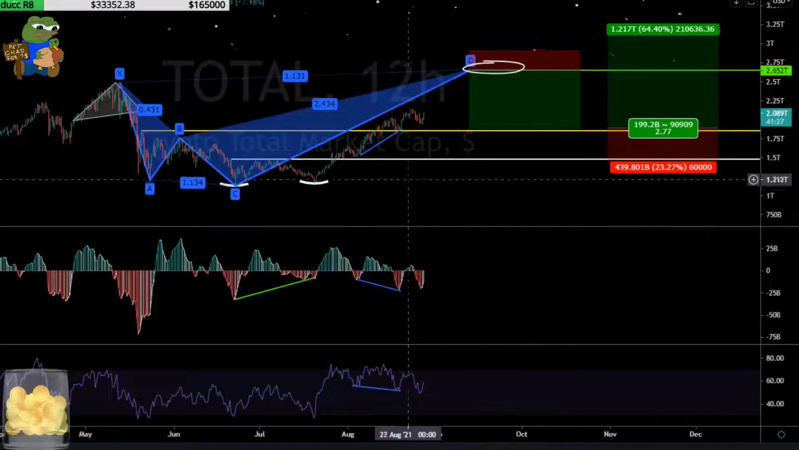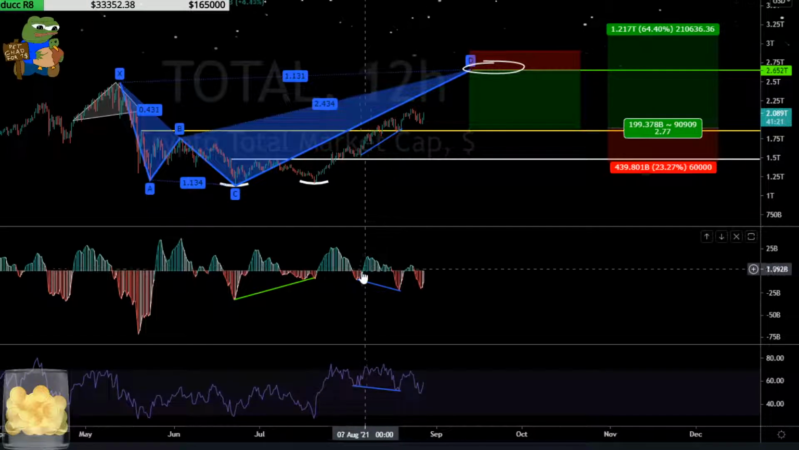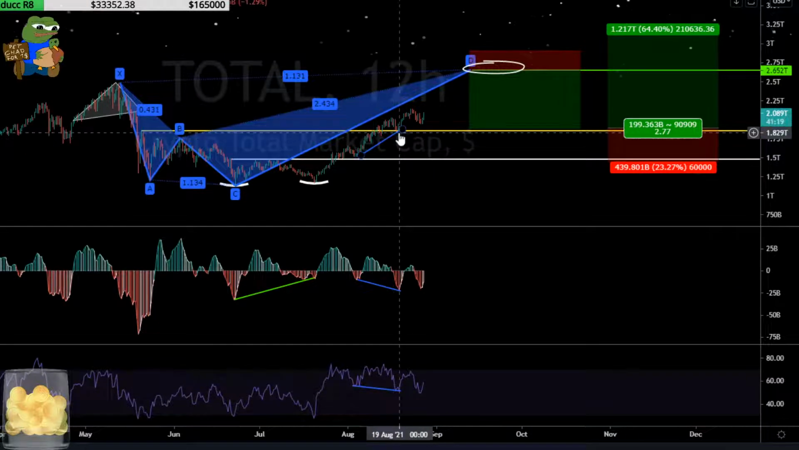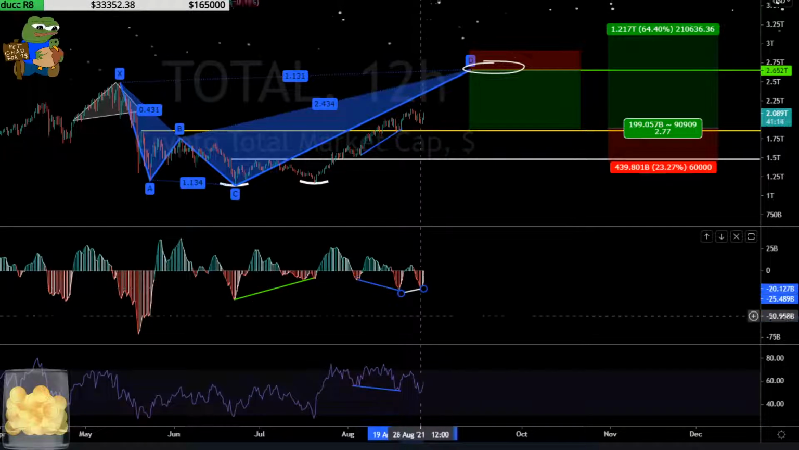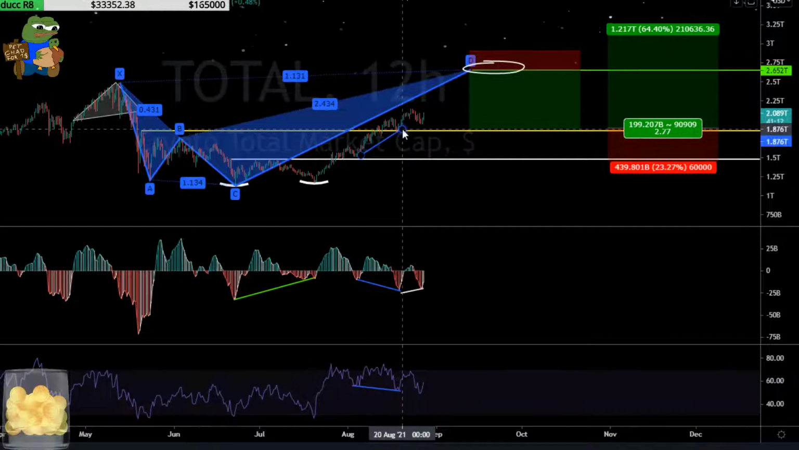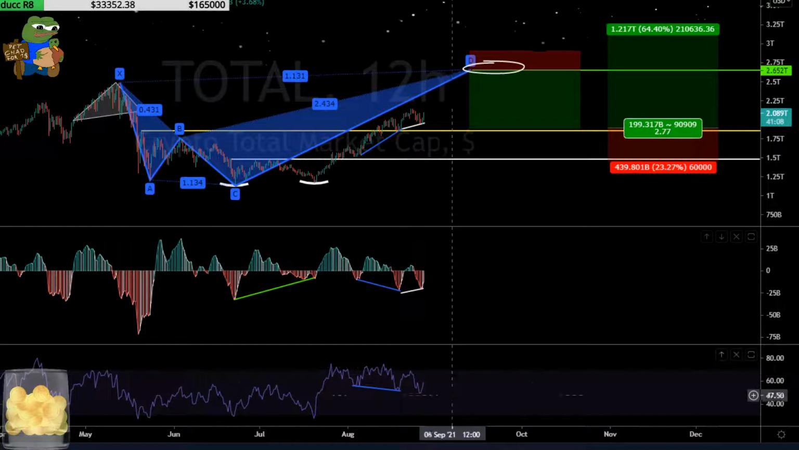Right now, you've simply turned the hidden bullish divergence on the MACD right here. Hidden bullish divergence on the MACD is where you started. That is now morphed into bullish convergence on the MACD. So you have converging trend lines now, which means price action continuation to the upside.